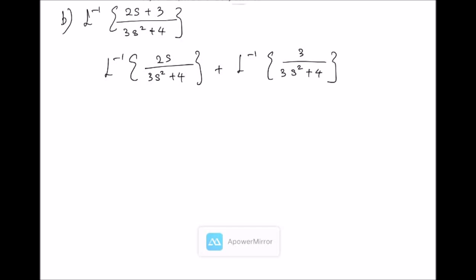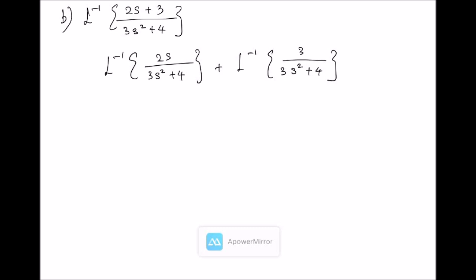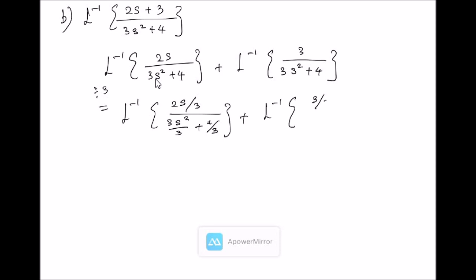We need to divide by 3 because the coefficient of s squared here is not 1, it's 3s squared, so we need to divide by 3. After we divide by 3, we have 2s divided by 3, and 3s squared divided by 3, and 4 also divided by 3, plus, this side is also divided by 3, because of the 3s squared, so we divide by 3, plus 4 over 3.